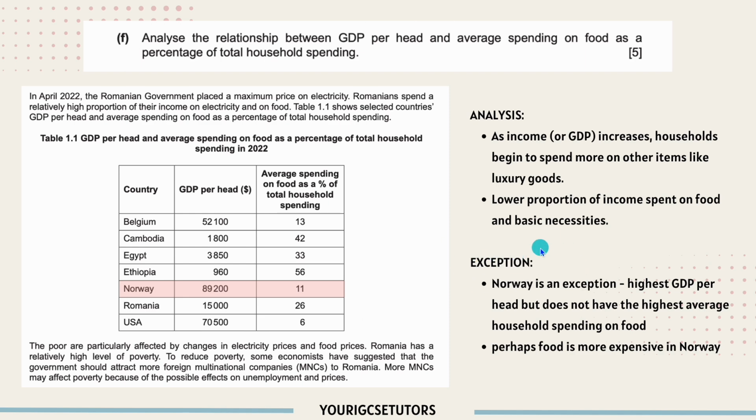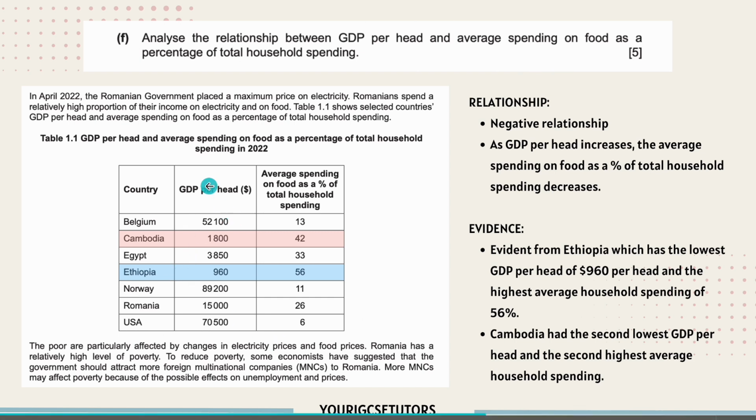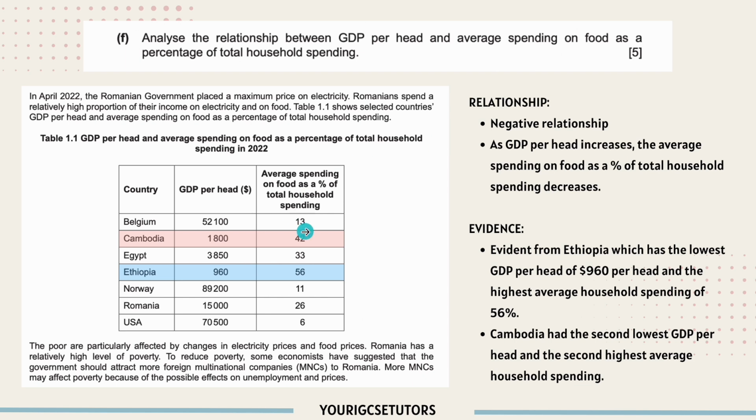For the relationship between GDP per head and the average spending, you can look at the table first. You can just look and observe, and you will find that these two variables have a negative relationship. So as GDP per head increases, the average spending on food as a percentage of the total household spending will decrease.